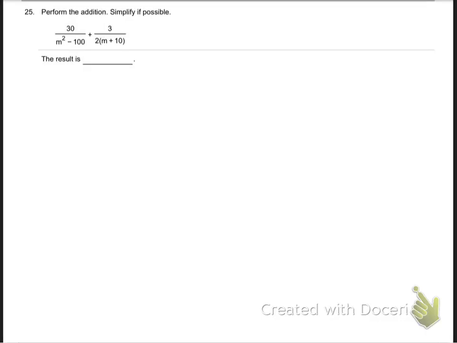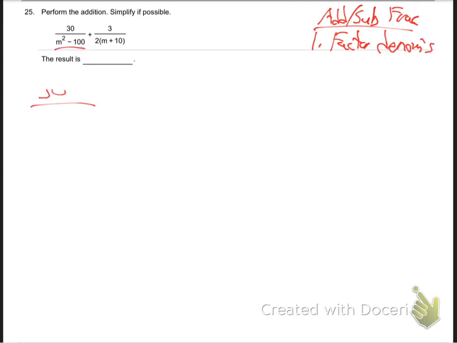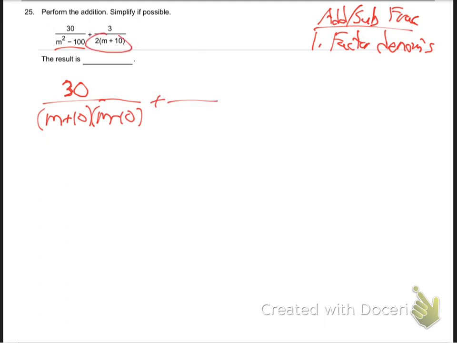Okay, here we go. Last one, number 25. I'm going to bring it down here. We'll do add, subtract fraction, step number 1. Factor denominators. So this denominator needs to be factored. Let me move it over a little bit. It's m plus 10, m minus 10, difference of squares, right? The other denominator is already factored, so we just leave it.